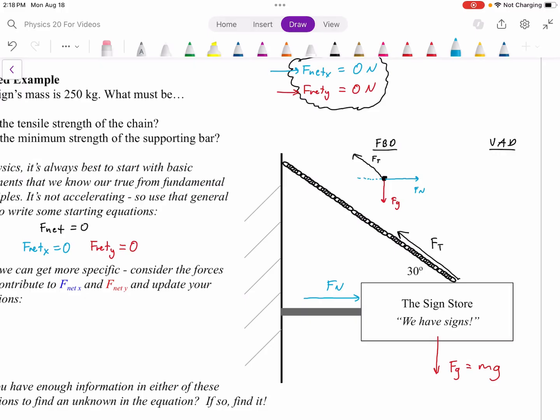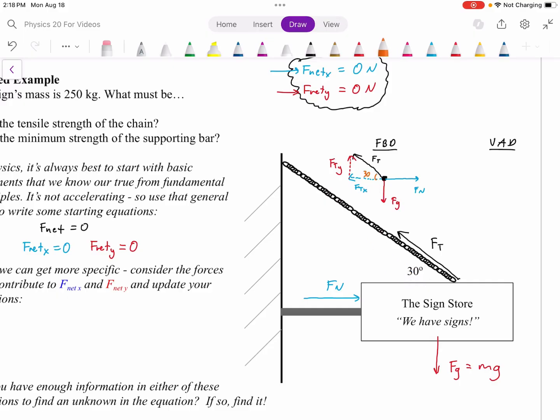We can see that it's got an x component, and notice I've drawn it so that F tension's x component is just as big as the normal force, but in the opposite direction. It has to be, otherwise there would not be a net force of zero. They need to cancel each other out. Similarly, it also can't have a net y component. So however much gravity is pulling down, tension needs to be pulling up so that there's no net force in the y-axis either. And we even know that this angle here is 30 degrees.